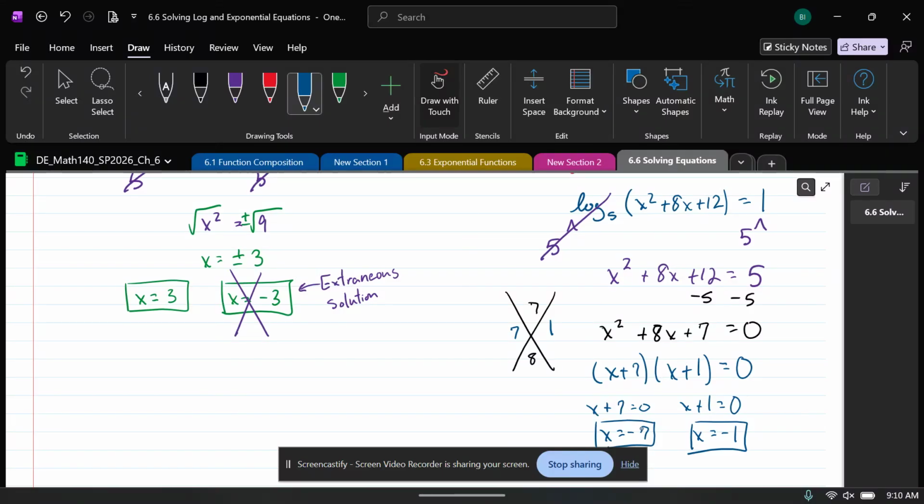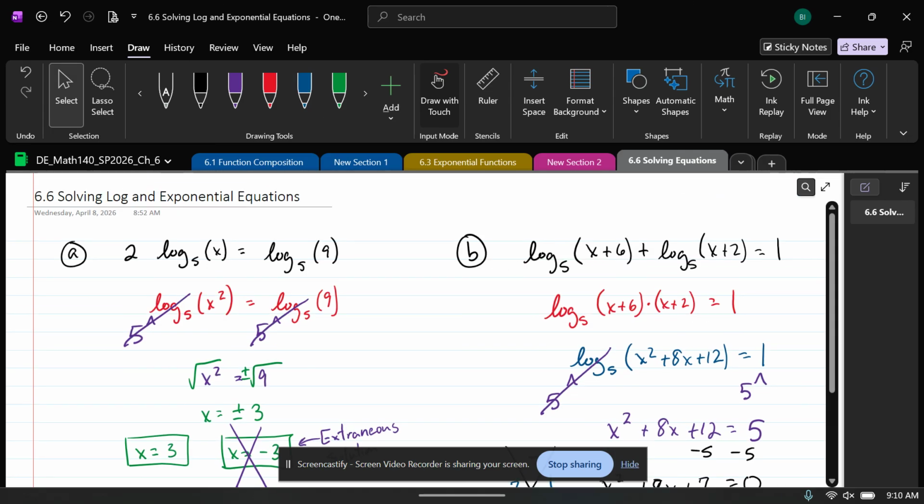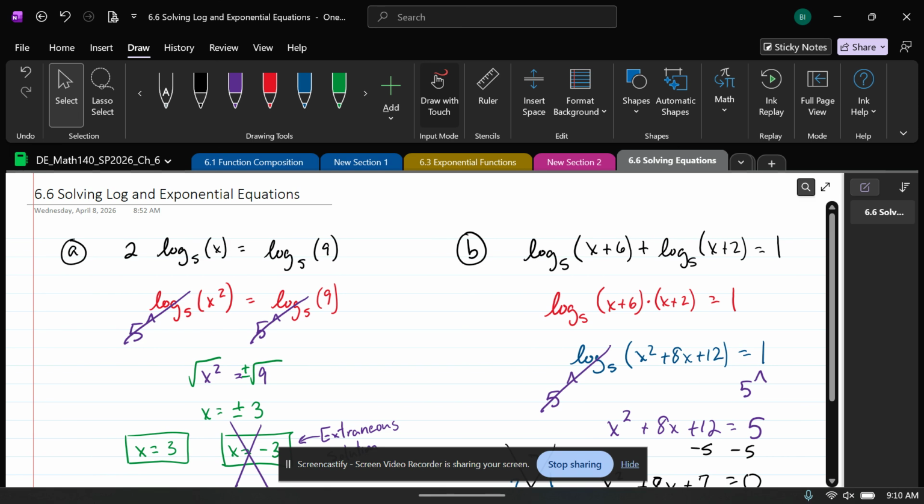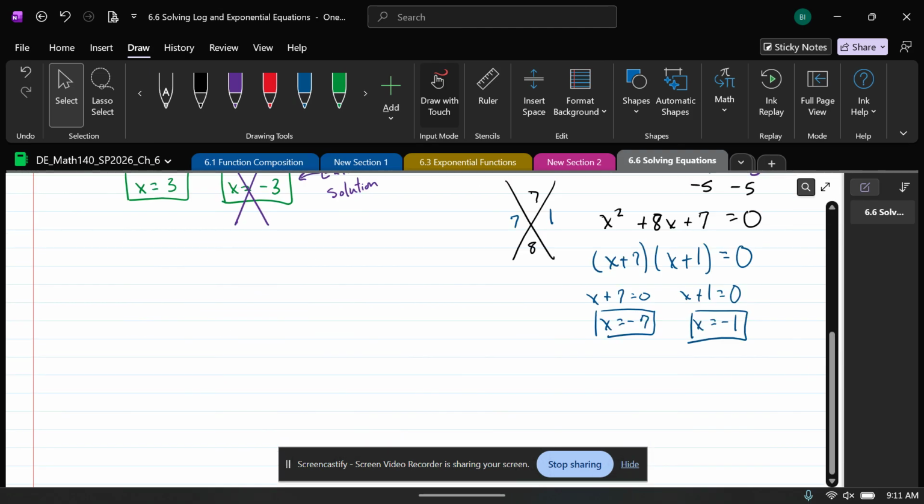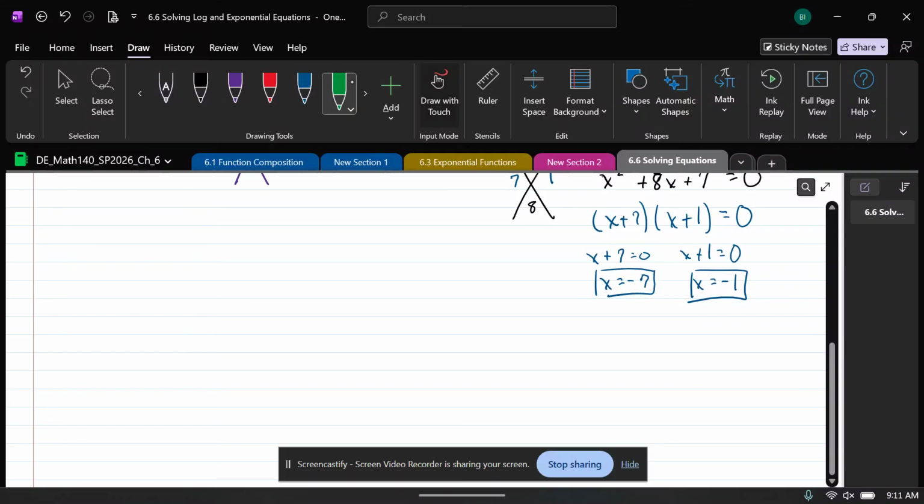I've got to go back, because my original problem had logarithms in it, I need to go back to the original problem and check those in that log base 5 of x plus 6 plus log base 5 of x plus 2. So when I plug the negative 7 in, if I put a negative 7 in for x, that's going to be negative 7 plus 6, which is how much? Negative 1. So I don't have to go any further. That screwed it up right there. So negative 7 is an extraneous solution because I got one of the logarithms to be negative out of that.